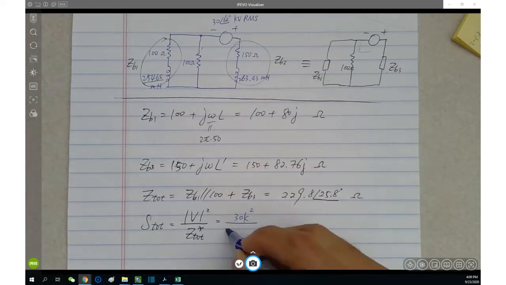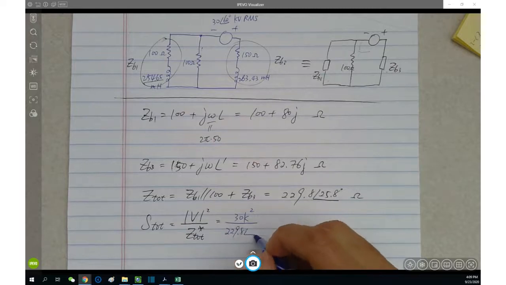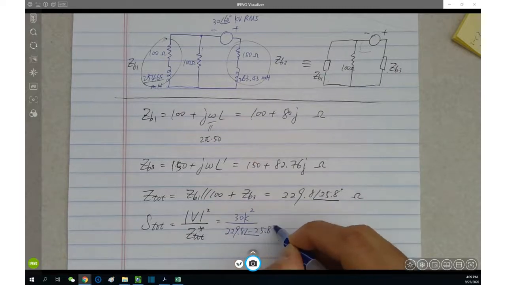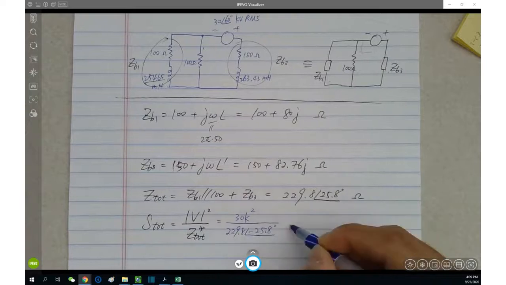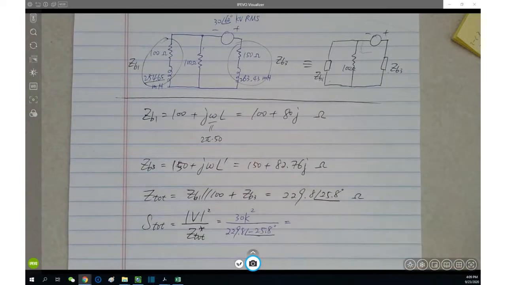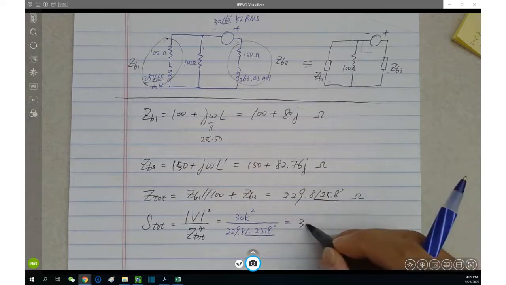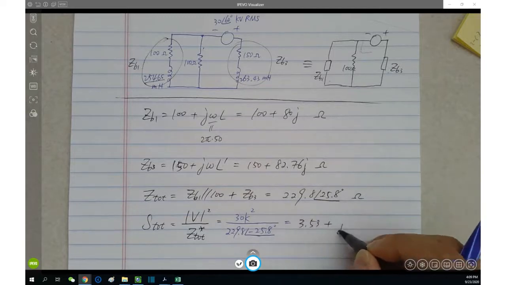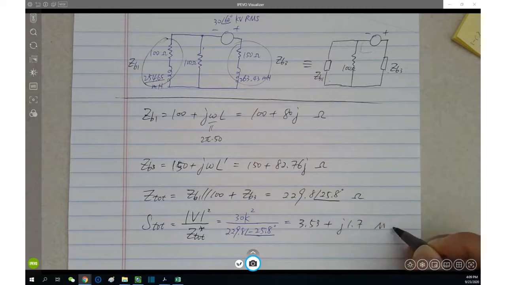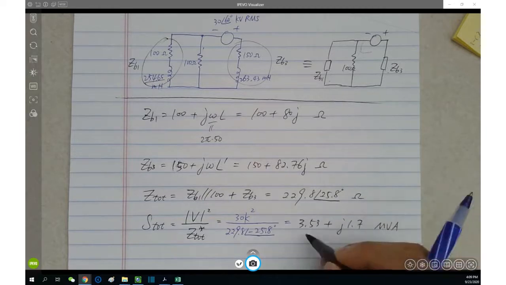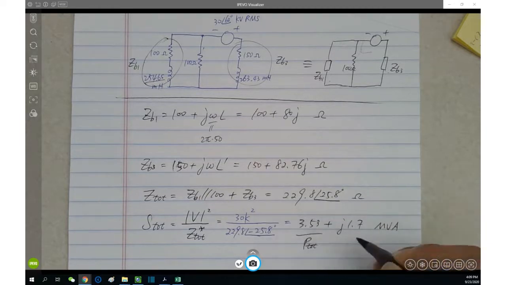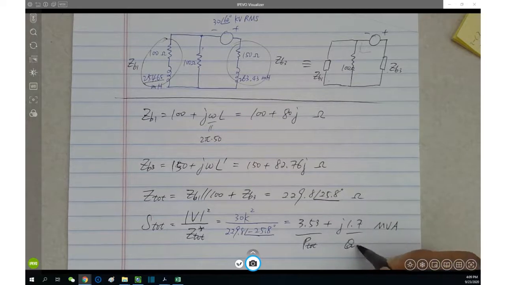Impedance, then just 229.8 at negative 25.8 degrees, right? And then what you got is 3.53 plus j1.5 MVA. But this is P total. This is Q total. Right.